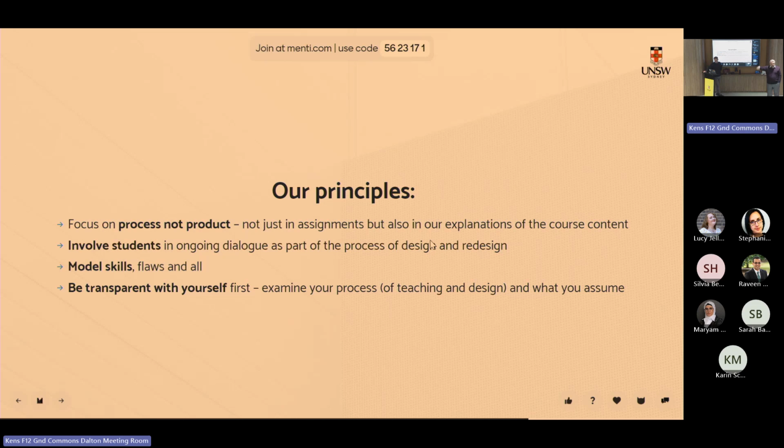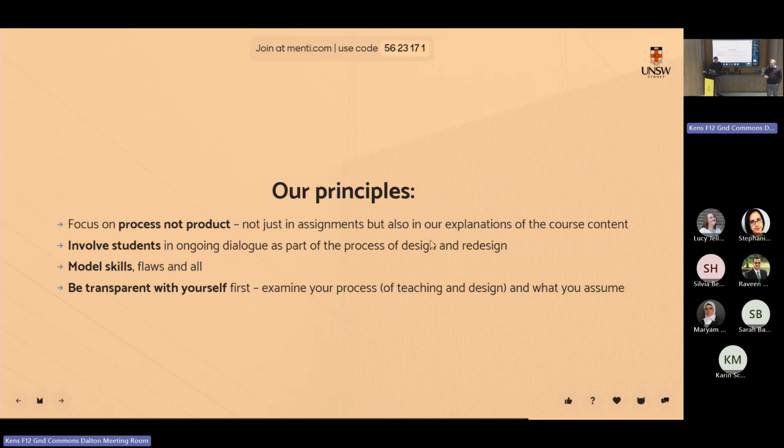It's not about that finished piece of writing that you can produce with ChatGPT. It's about internalizing that process of ordering information and making an argument. And again, after we did that, their investment seemed to increase because they realized, okay, I'm kind of getting around this. And also involving students in ongoing dialogue as part of the process of design and redesign.